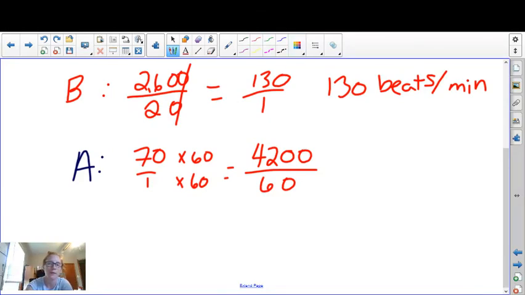I'm going to go back to that dark blue, because we're going to do the babies next. And they had 130 over 1 times 60.